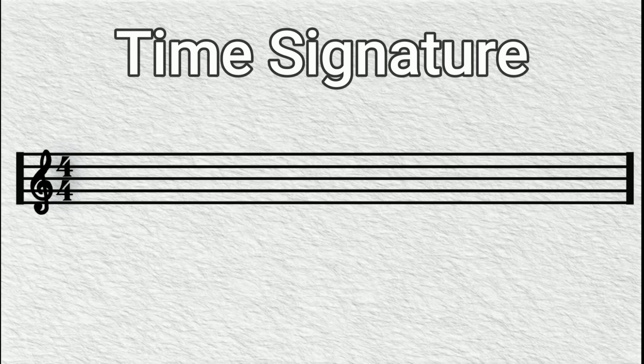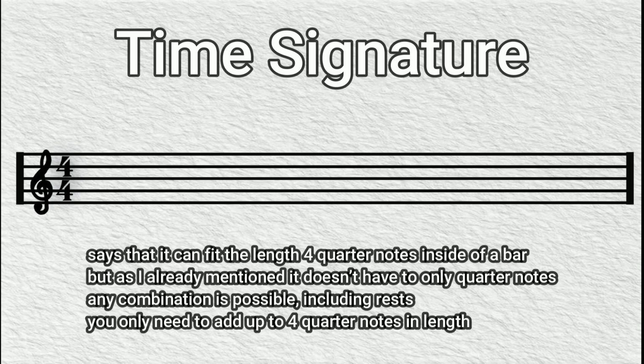Let's look at the 4/4 because it's the most common and the easiest to understand. 4/4 says that it can fit the length of 4 quarter notes inside of a bar. But as I already mentioned, it doesn't have to only be quarter notes. Any combination is possible, including rests of course. You only need to add up to 4 quarter notes in length.